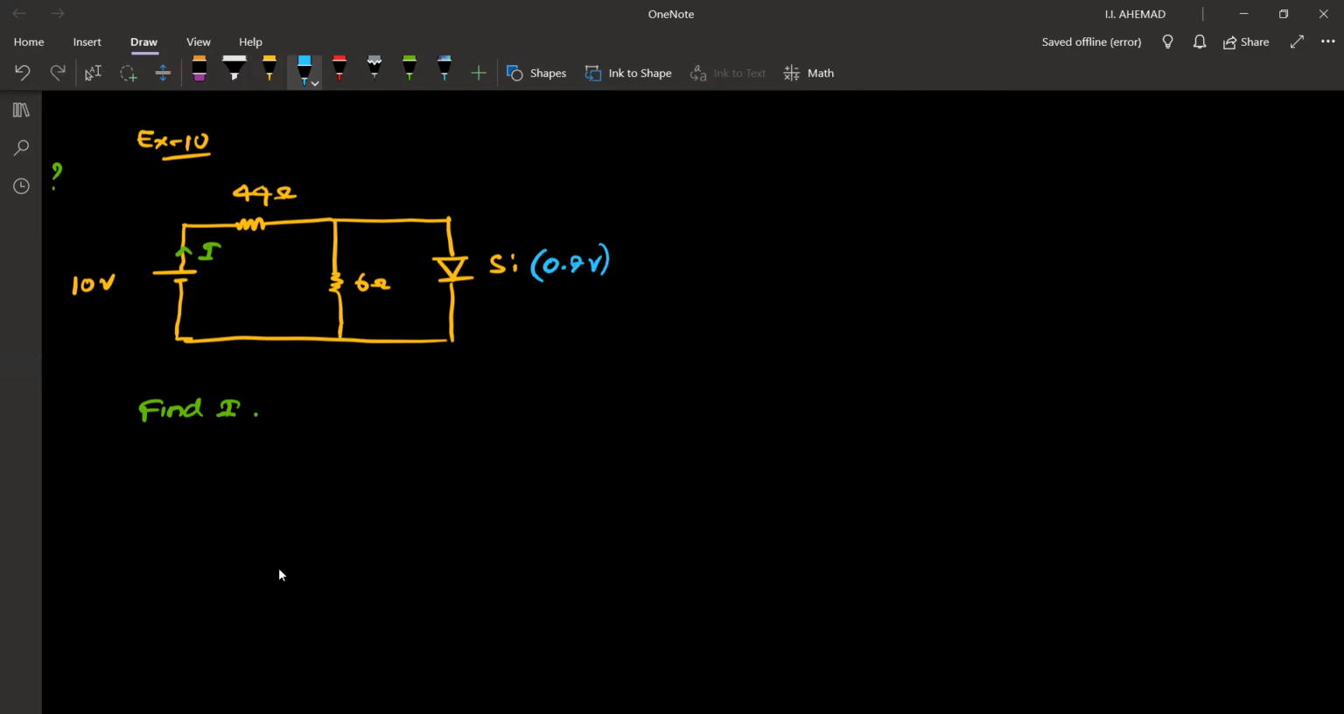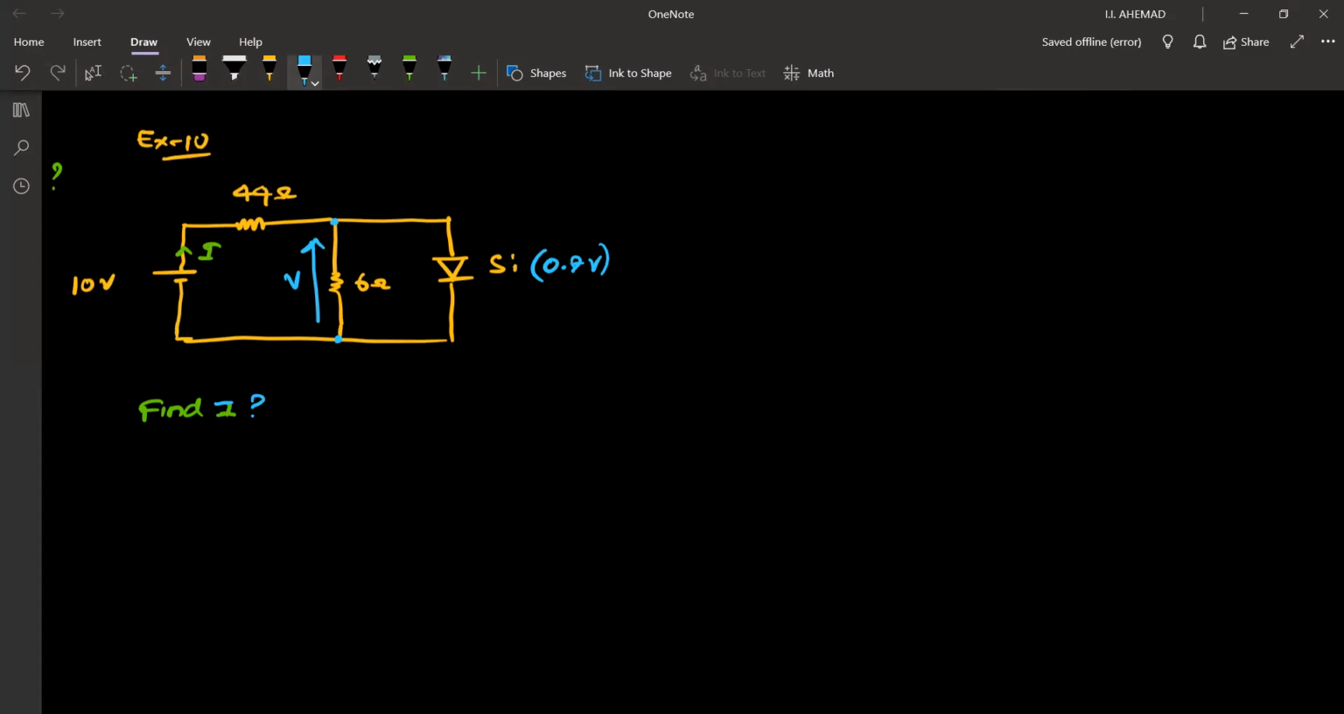Here, what you have to do is first check if this diode is active or not. That means, is it forward biased or not? So let's find out what the voltage is without the diode. What will be the voltage between these 2 points? Let's say this is V. That will be the same voltage across this silicon diode, right? Find I is the question.